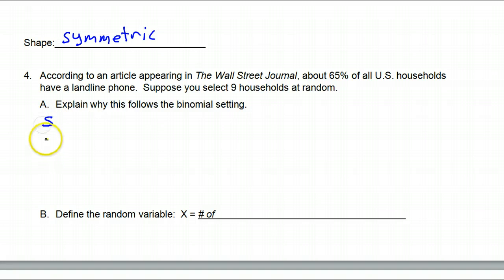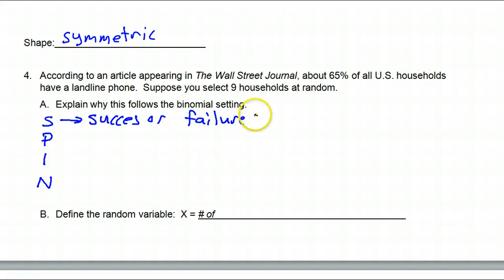I like to use the acronym SPIN to help me remember the 4 conditions. I used to call this SNP, but then one of my students said, can we use SPIN if we want? And I was like, you know what, SPIN is better than SNP. SPIN wins. So SPIN it is. The S of SPIN stands for success or failure. You have to be able to break down your variable in terms of being either a success or a failure.